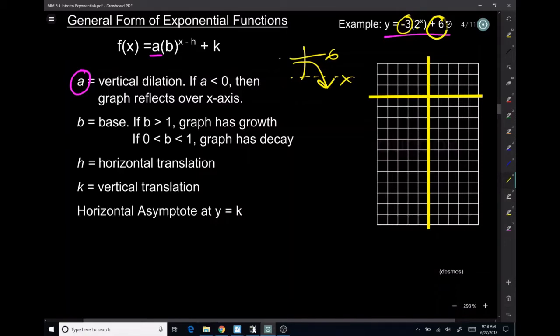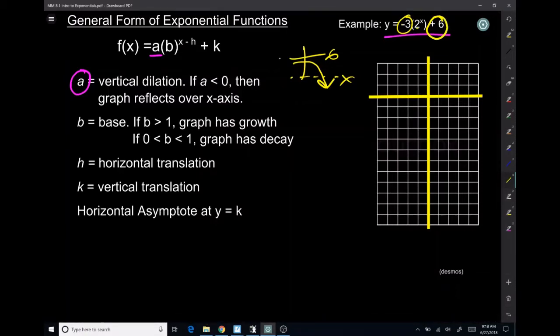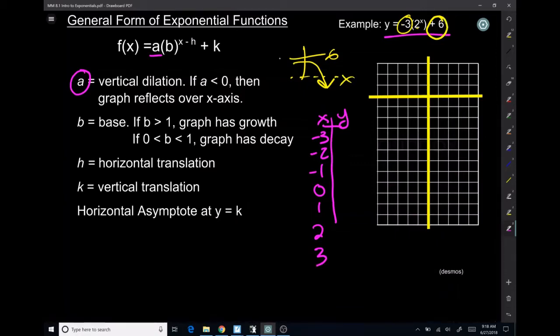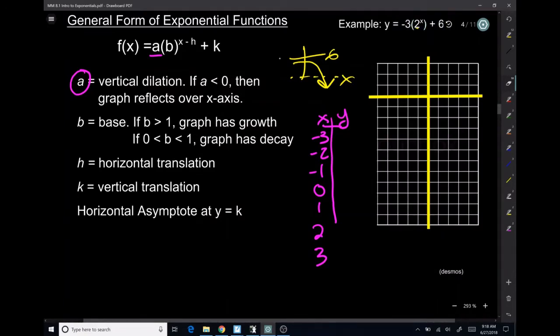These exponential graphs, notice I'm not using a rectangular grid. I'm using a fairly tall and narrow one, because they go up and down way more than they go left to right. So I'll make a table. I'll just plug in my negative 3s to 3s. Those numbers will work for just about anything we do in this chapter. In fact, negative 3 and 3 will usually be too big. And let's see how this looks. I'm going to delete all this.